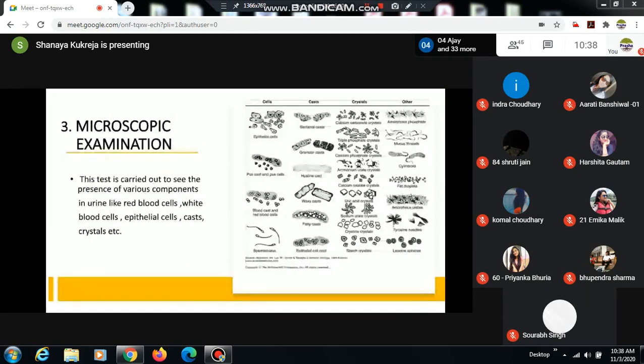Cells can be epithelial cells, pus cells, blood cells, red blood cells, and spermatozoa. Casts can be bacterial casts, granular casts, hyaline casts, waxy casts, and fatty casts. Crystals can be calcium carbonate crystals, triple phosphate crystals, calcium phosphate crystals, ammonium urate crystals, and so on. Others are amorphous phosphate, mucocytes, cylindroids, fat droplets, etc.